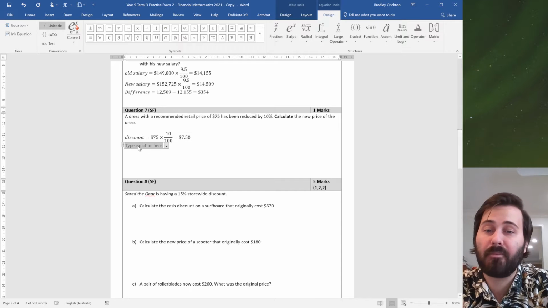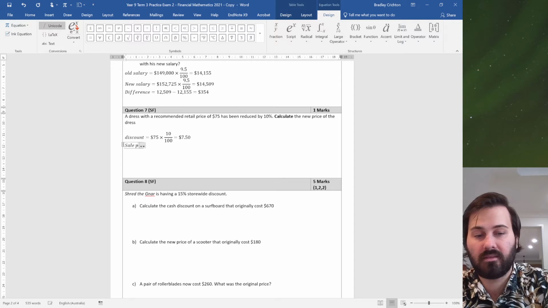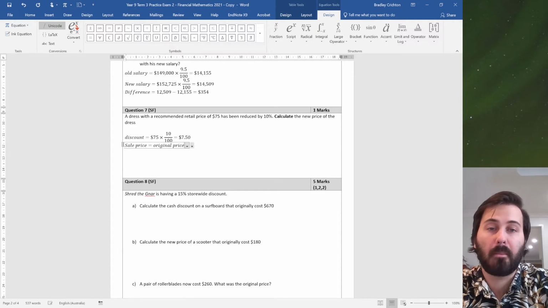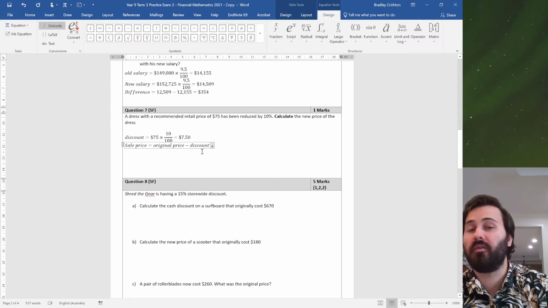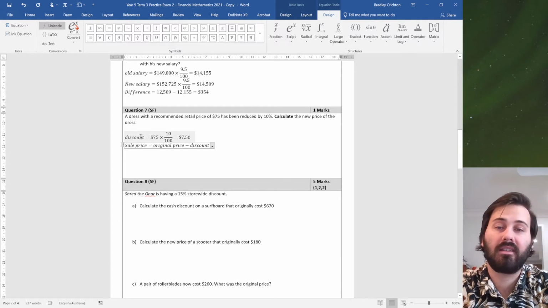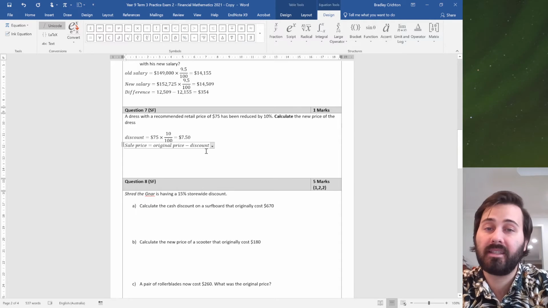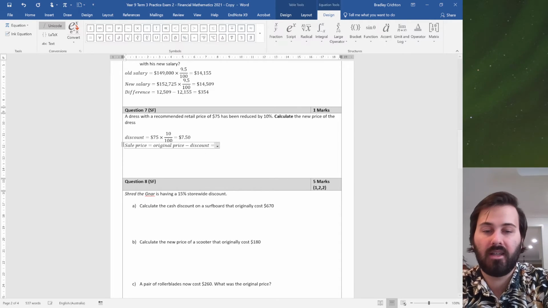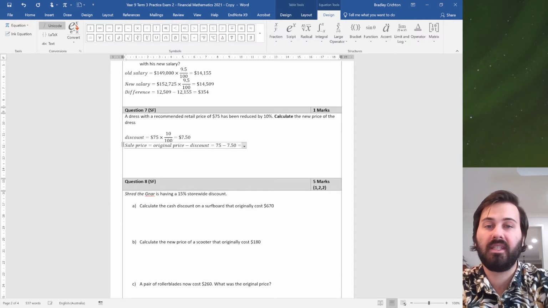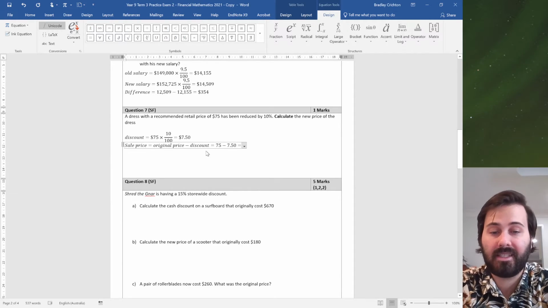Our second step is to work out the sale price. Now the sale price is equal to the original price minus the discount. So this was one method we could do it. There was also another formula that would give you the same answer. So first, in this method, we've calculated the discount, and then we're subtracting that discount from the original price. So the original price was $75, and we're subtracting $7.50. Our final price is $67.50.